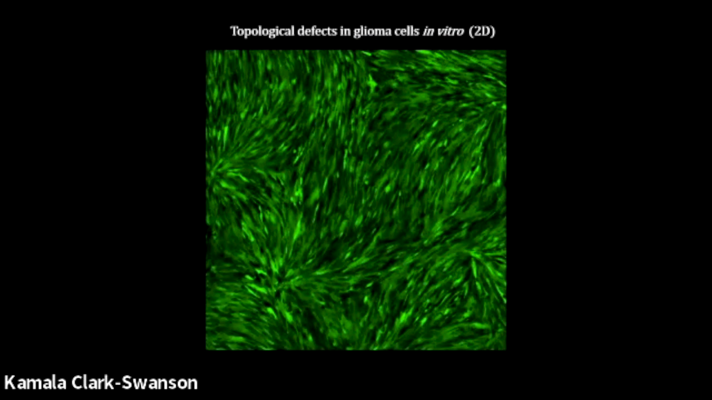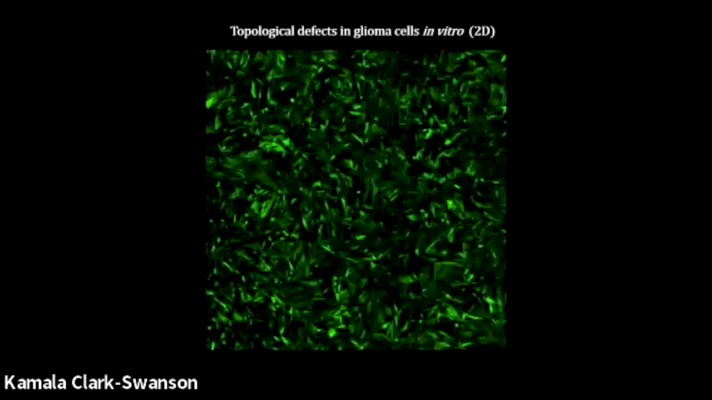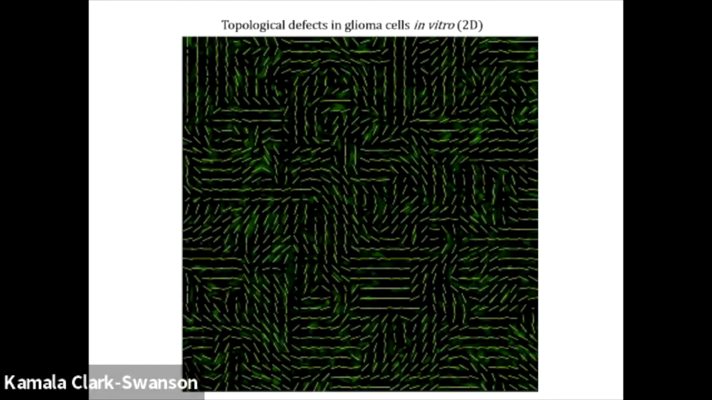They're all parallel to each other. But then here, there are very strange patterns forming. Here, there's a strange pattern forming. And we didn't know what was causing these. And here, this is a movie which is identical to the previous movie I showed you, but it shows you the orientation of the cells at each point.